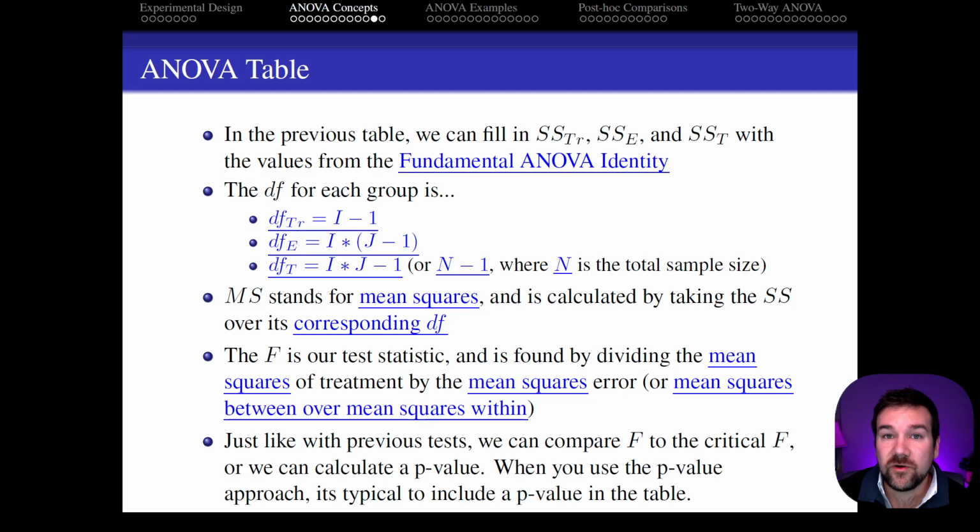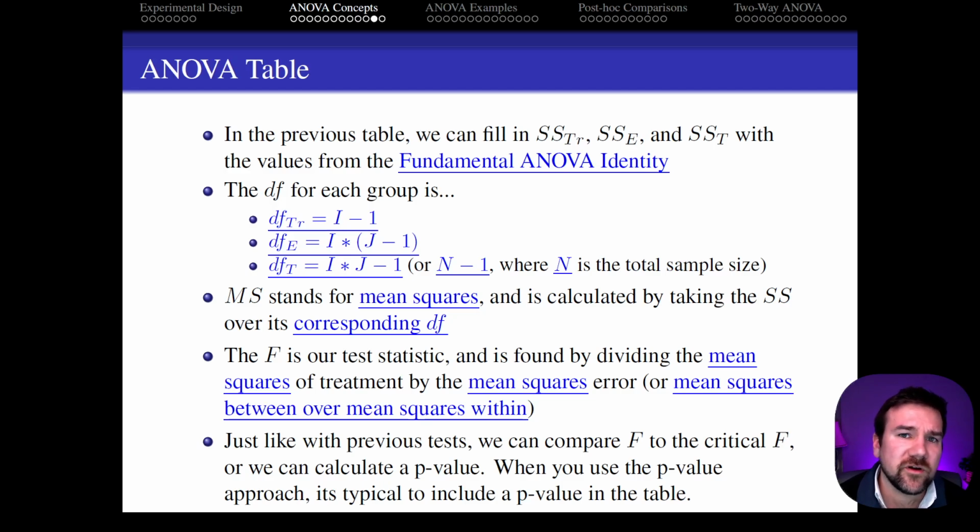So just like before, once we have the test statistic, I can either compare it to a critical value to determine my decision, or I can calculate a p-value depending on what I want to do. If I do use the p-value approach, it is common to include the p-value in the ANOVA table. So if you choose not to use the p-value approach, that p-value column in the ANOVA table is usually not included. But if we do the p-value approach, it's usually included.